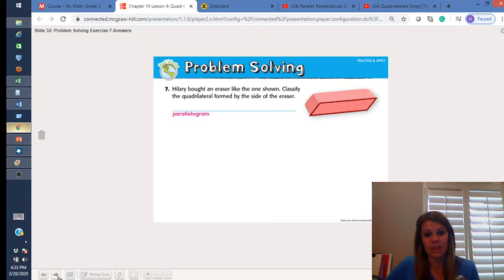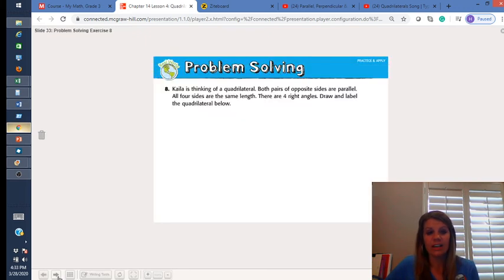Good. All right, if we're looking down here, Kayla is thinking about a quadrilateral. Both pairs of opposite sides are parallel. All 4 sides are the same length, and there are 4 right angles. Okay, so they all have to be the same length of sides, 4 right angles, and both sets are parallel. So I'm going to draw, if I get my writing tool out here.